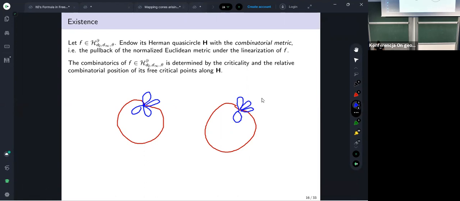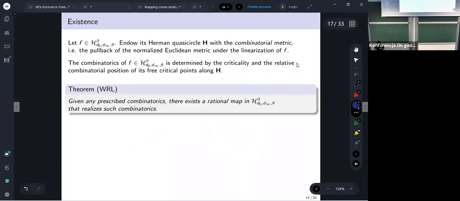All right, so another theorem I can say is the following. Given any prescribed combinatorics, I pick any combinatorial data that I like, whatever it is, there exists a rational map in the curly H boundary that realizes such combinatorics. Now this second theorem is somewhat an application of a priori bounds, and I can give you a sketch of what the proof looks like.